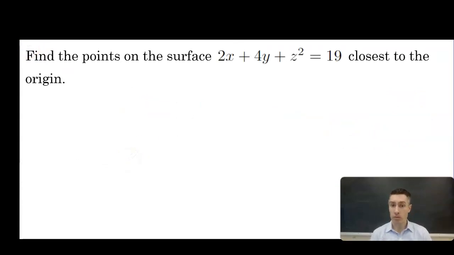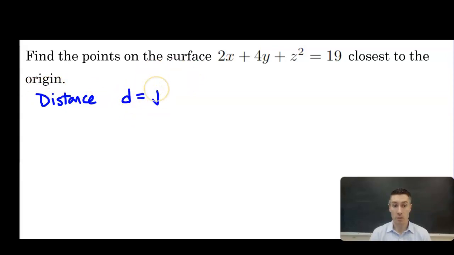Our last example, a little bit of a word problem, just to see how things change and how we would approach it. Find the points on the surface 2x plus 4y plus z squared equals 19 closest to the origin. Okay, so the first thing that we're missing is a function of 2 variables that we are going to optimize. Now, what is it that we are trying to optimize? We're trying closest to origin, so that tells me distance, right? We're focused on distance. Distance formula, if we're going to the origin, right?